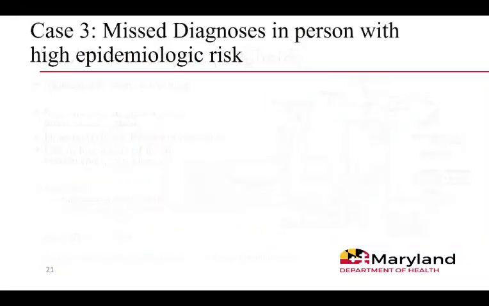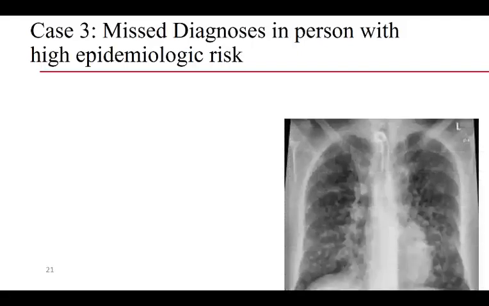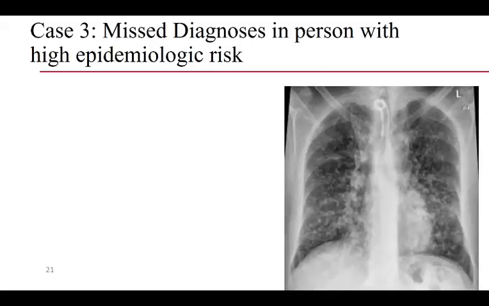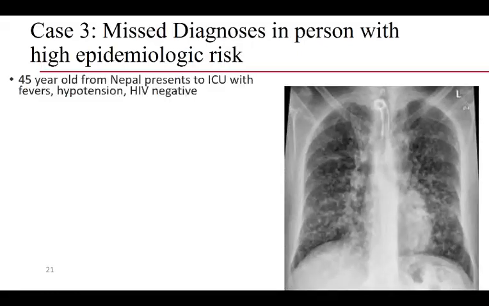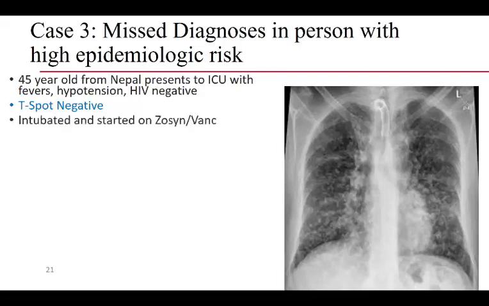I'd like to just move on by sharing a handful of cases in which the diagnosis of tuberculosis was missed. Here I show chest imaging from a 45-year-old from Nepal who presented to the intensive care unit with fevers, hypotension, and was HIV negative. The person had a T-spot test performed, which was negative, and had respiratory failure requiring intubation and initiation of broad-spectrum antibiotics.